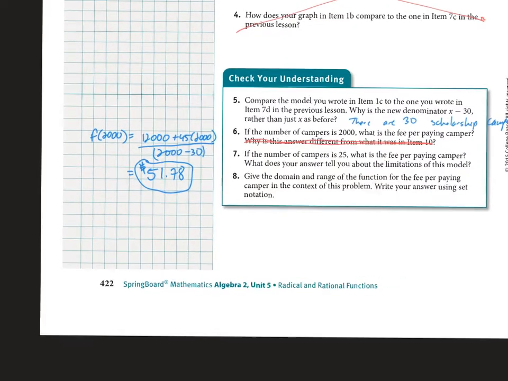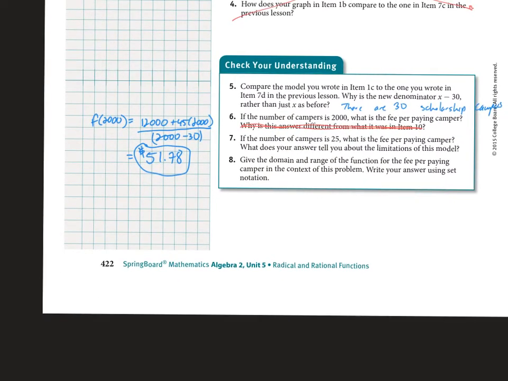If the number of campers is 25, what is the fee per paying camper? This is going to be an interesting one, right? So if I switch colors here on number 7, it's asking me to evaluate f of 25. So if I go there, 12,000 plus 45 times 25, all over 25 minus 30. Hopefully you're already seeing, I'm going to wind up dividing by a negative number here.